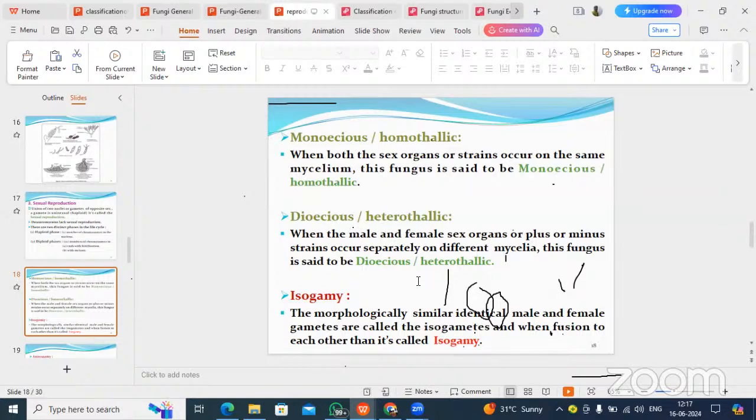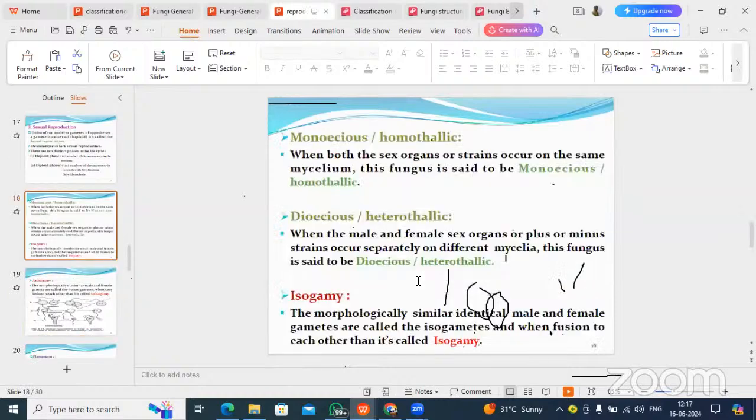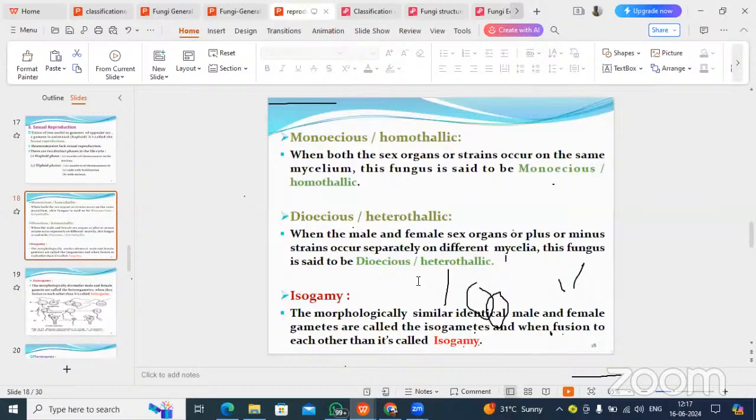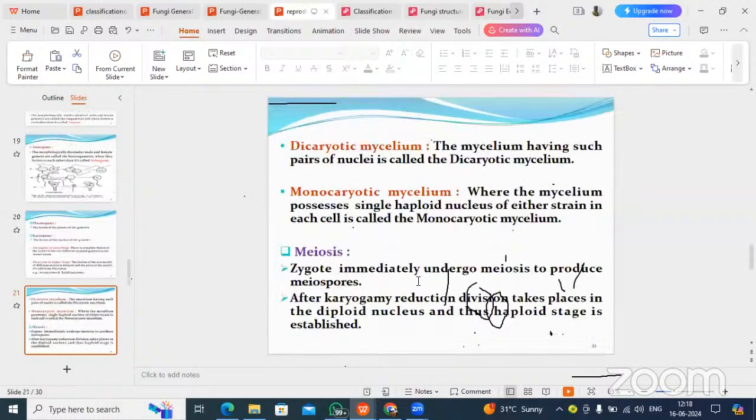Dioecious means heterothallic, that means male and female are in different thallus, different strains. Heterothallism was discovered by A. Blakeslee, I already told you, in Rhizopus, Neurospora, Aspergillus. And usually, in sexual reproduction, the first one is planogametangial copulation.